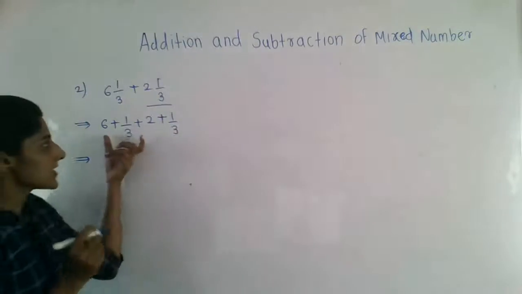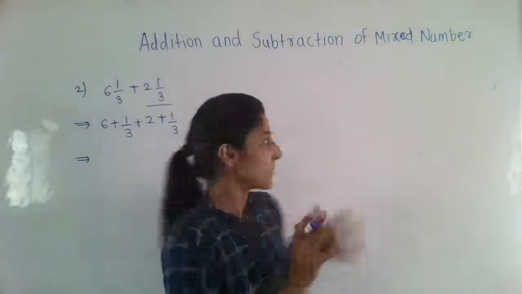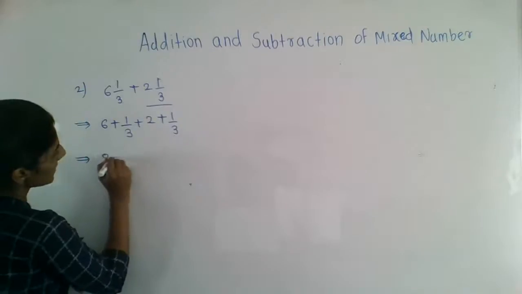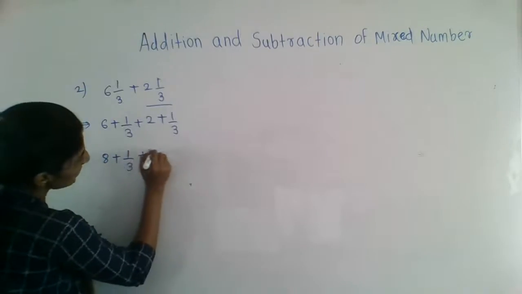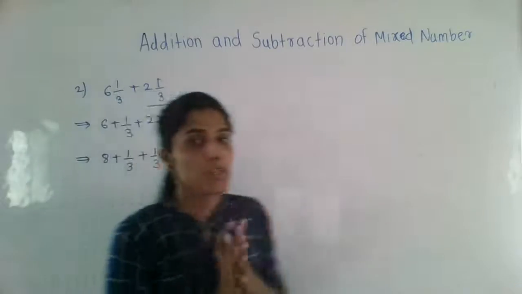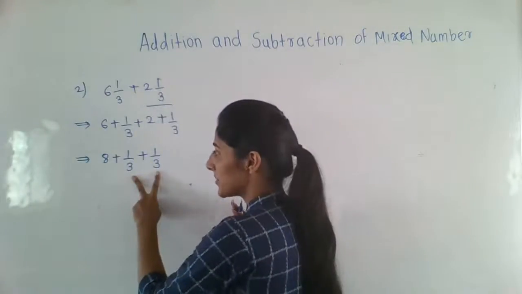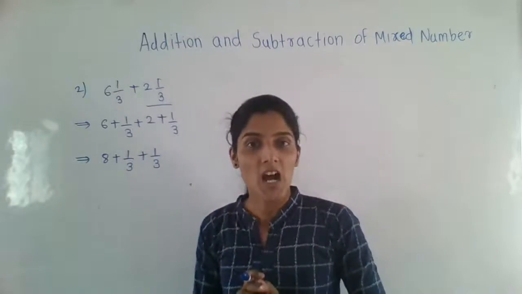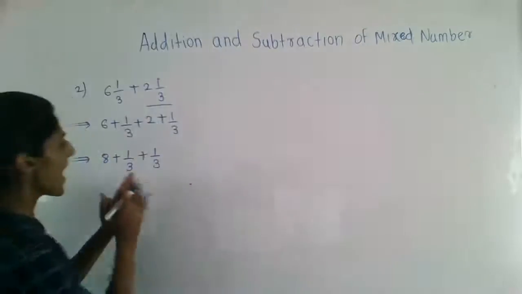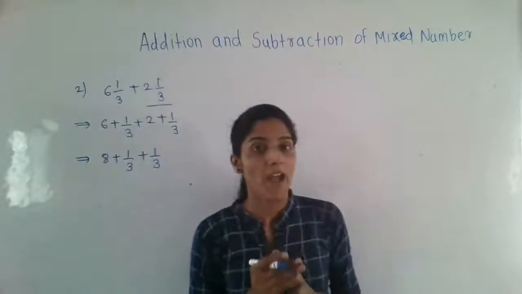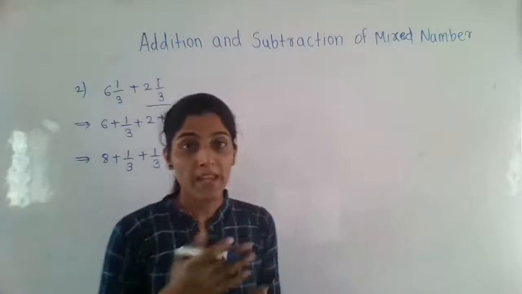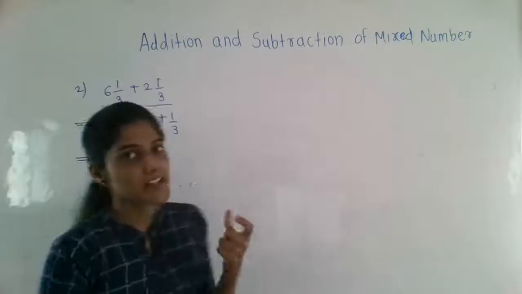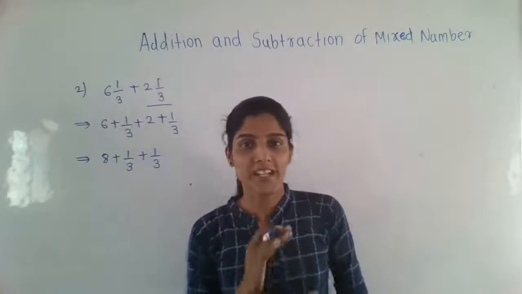Now add these two numbers, that is the numbers which are natural number, whole number, whatever it may be. That is 6 plus 2, 8 plus 1 by 3 plus 1 by 3. Now here you can see that both the rational numbers, both the fractions have same denominator. Therefore add these numbers directly, because to add the fractions we want same denominator, but here already denominators are same, therefore we directly add the numbers.